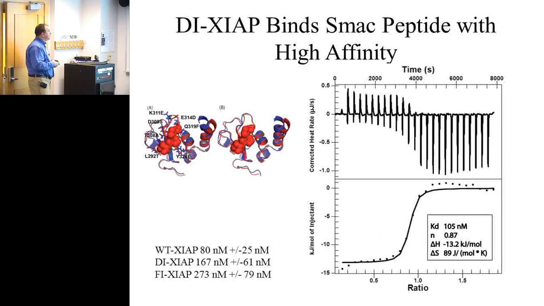So then we subject the protein to isothermal calorimetry with the addition of the Smac peptide, and we found out the dissociation constants for the wild type as a control comparison was 80 nanomolar. The DI-XIP was 167 nanomolar, has much larger variance, and the FI sample was 273, kind of going along with the difference in stability that we saw from the unfolding experiments. And this is kind of the best example we had of our DI-XIAP binding isotherm that's been derived from isothermal calorimetry. So this tells us that the peptide is binding the protein, and the affinities between the two are very close to being next to native.